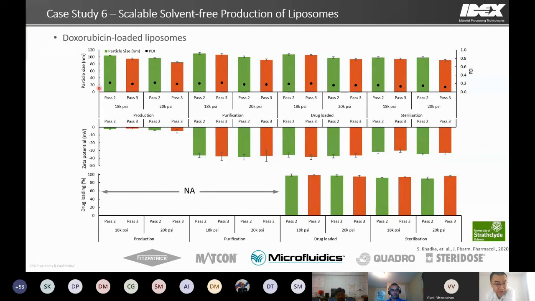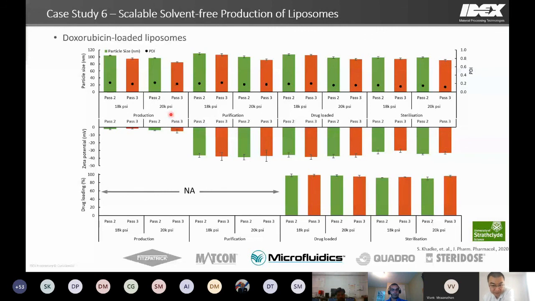So as you can see from the different bars and dots here, the desired particle properties in terms of the particle size or PDI, and also surface charge, which represented as the zeta potential, as well as drug loading, can be achieved either by processing at 18,000 psi or 20,000 psi for either 2 or 3 passes.